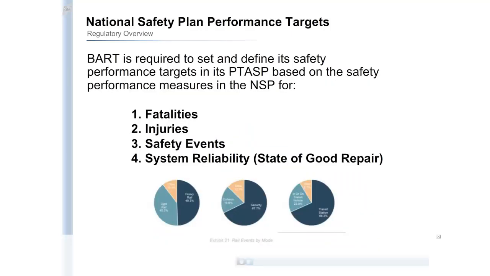National Safety Plan Performance Targets. BART is required to set and define its safety performance targets in its PTASP based on the safety performance measures in the NSP for 1. Fatalities. 2. Injuries. 3. Safety events. 4. System reliability, state of good repair. BART may have additional safety performance targets, but it must track these 4 at a minimum.